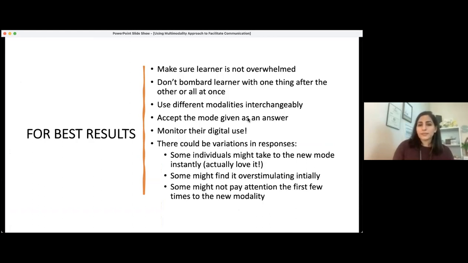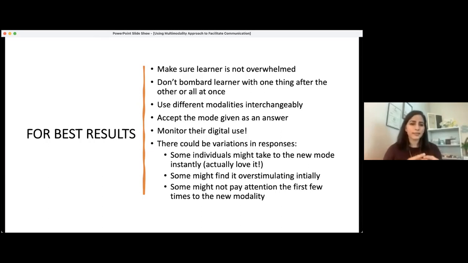So just a small word of caution when you're using these. I know I'm running out of time, so I'm going to try to wrap it up. But when you're using multimodality, just be sure that you're not overstimulating or overwhelming your child. Don't bombard your learner with first the picture and then the video. It becomes too much. Use them interchangeably. Try one thing and then see if that works.